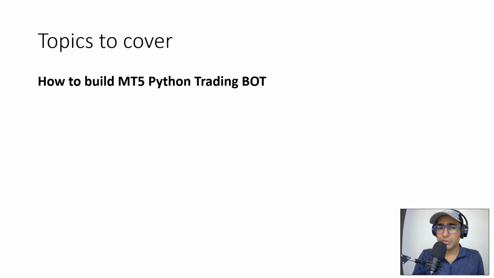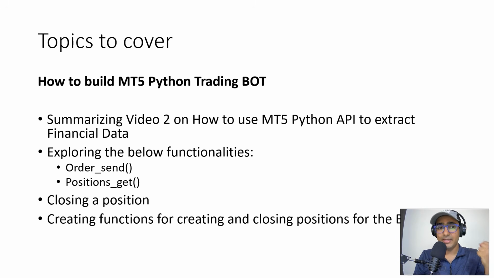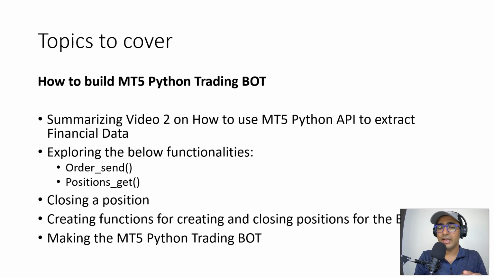What are the topics that we are going to cover today? As I mentioned, we are learning how to build an MT5 Python trading bot. The first thing I'll be doing is summarizing video 2 on how to use the MT5 Python API to extract financial data. Then we'll be exploring some functionalities of this MT5 Python package. The first one is order send. The second one is positions get. These are the two functions that we'll be using. Then we will learn how to close a position. Then we will be creating some functions for creating and closing positions for the bot, and in the end we will be making the MT5 Python trading bot.